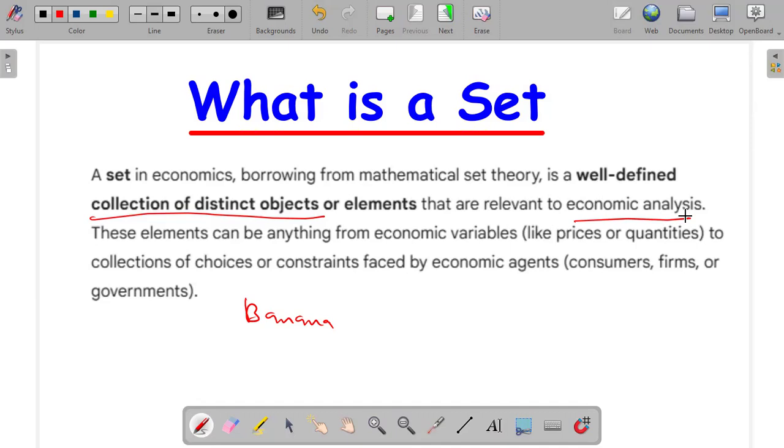So now, as we said, in terms of economics, they can be anything. They can even be prices or quantities. They can even be choices that a firm is going to make. That can be defined as a set.